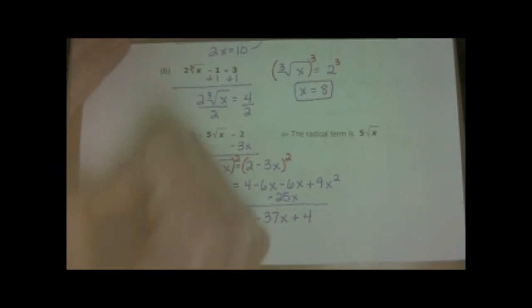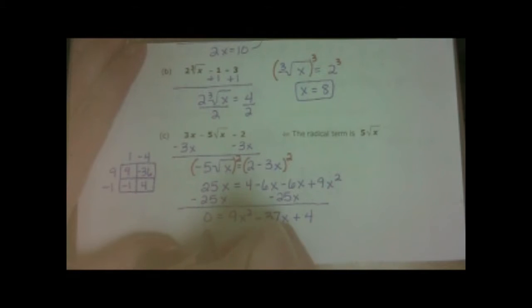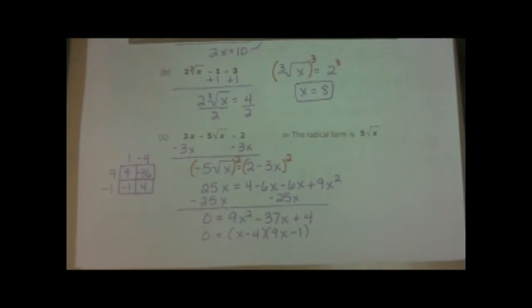My greatest common factor is 1. 1 times 9 is 9. 1 times negative 1 is negative 1, and 9 times negative 4 is negative 36. So here's what I've got. 0 equals x minus 4 times 9x minus 1. All right, so I factored it.